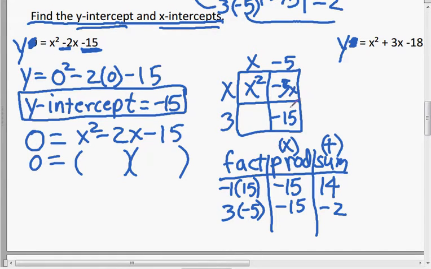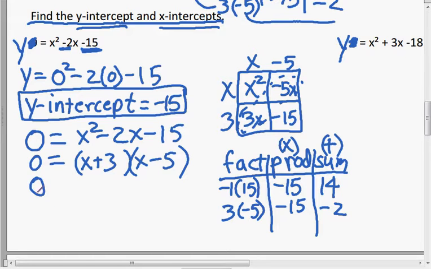Negative 5x and 3x. When I add those together, I get negative 2x. Okay. So I know I get the negative 2x. I know that I have x plus 3 times x minus 5. The 3 goes in here. The negative 5 goes in here.